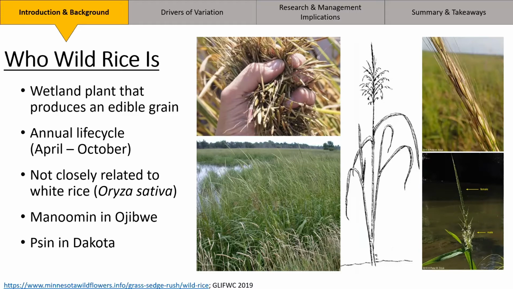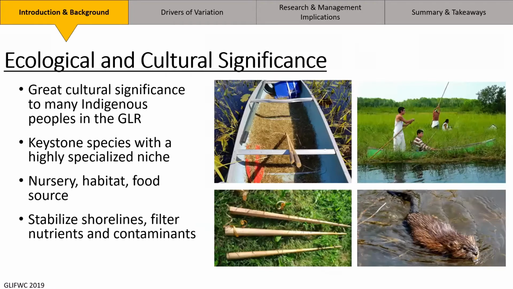Wild rice is actually a highly nutritious grain that requires persistent flooded conditions in the root zone. In the Ojibwe language, it's called manoomin. In the Dakota language, it's called psin. Wild rice is an incredibly ecologically and culturally significant being.